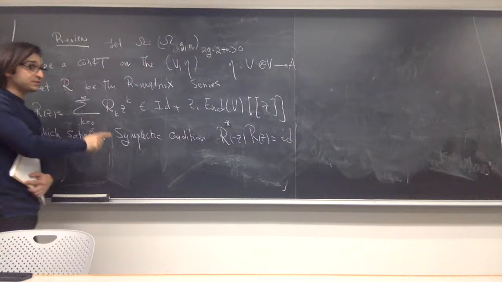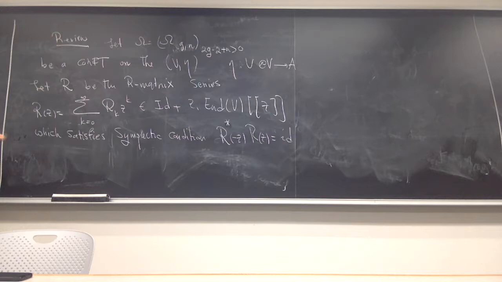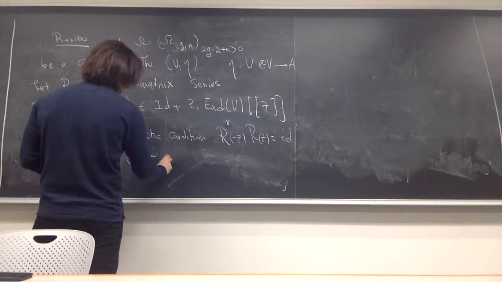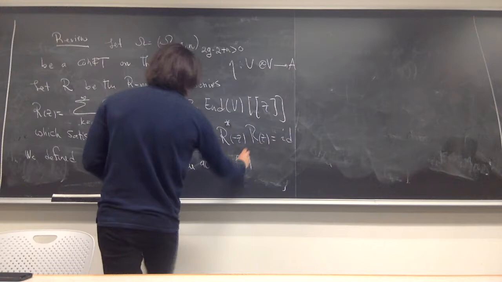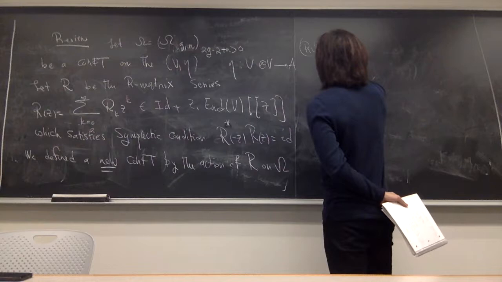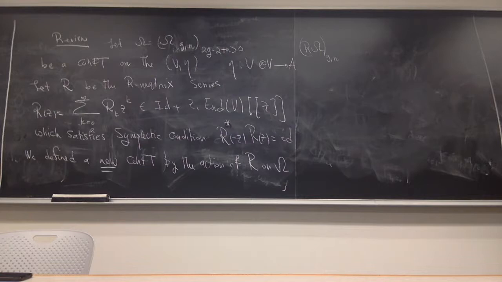And we said that this R matrix acts on a given cohomological field theory. So we defined a new cohomological field theory by the action of R on omega. How did we do it? If I apply R on this system, which has so many pieces, the omega_{g,n}'s, then the new system R omega_{g,n} is defined this way.